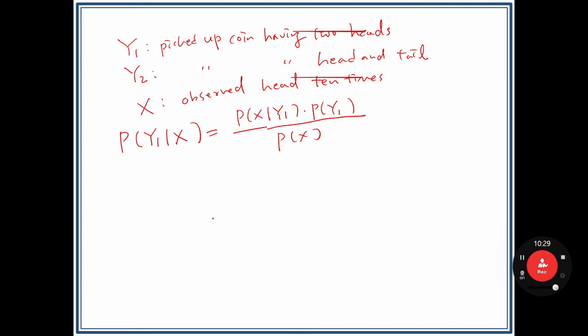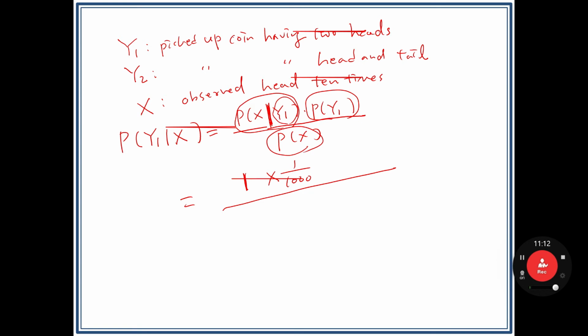Okay, then what is this probability? The probability you pick up the coin having two heads is 1 over 10,000, is that right? Times, what is this probability? You picked up the coin having two heads, that is given. And if we toss this coin 10 times, what is the probability that we observe 10 times of head? It is 1, right? That is the numerator part.